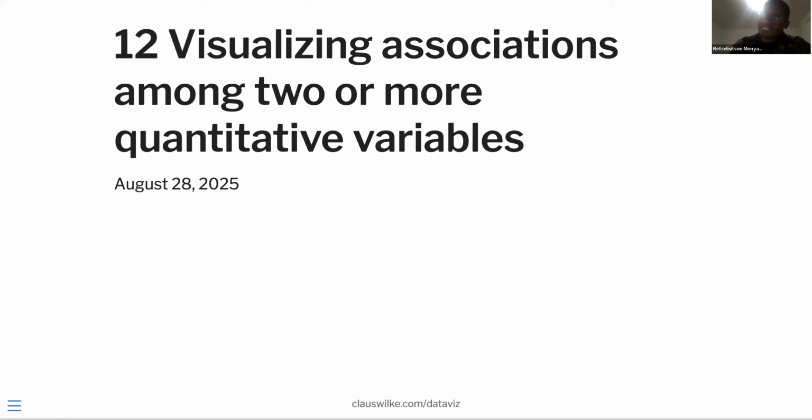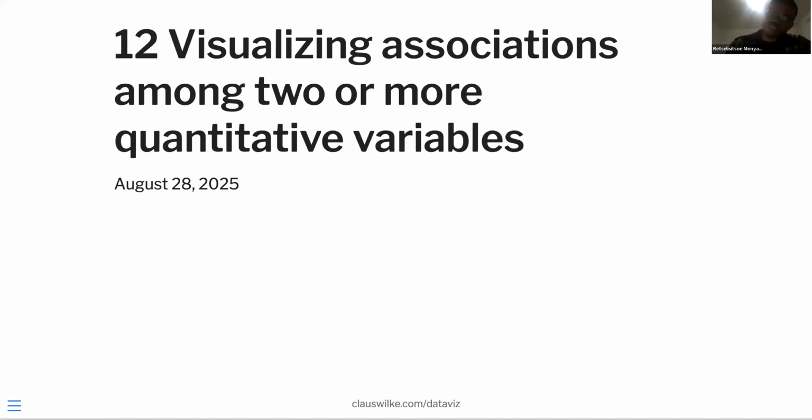Today I'll be taking us through chapter 12 and 13. Chapter 12 is on visualizing associations among two or more quantitative variables. As I was going through it, it felt quite long, so hopefully we do get to cover both chapter 12 and 13, but I suspect it won't be as long as when I was going through it.